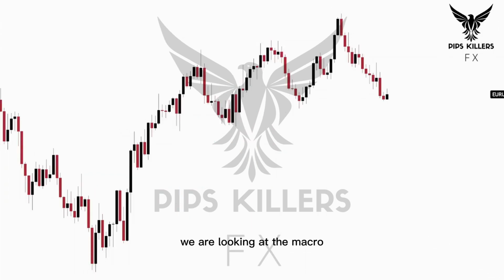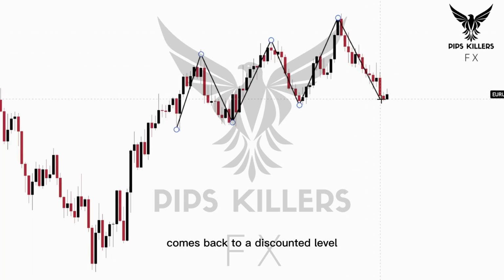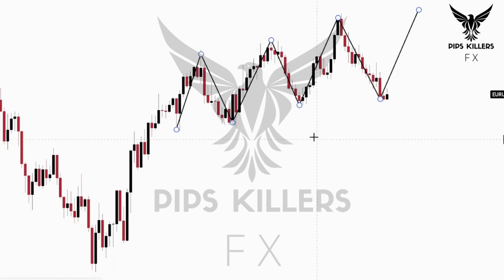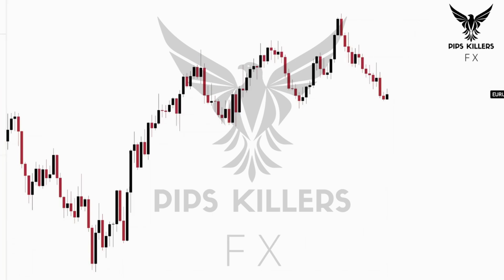Let's look at the macro, which in this case would be the daily. And what do you see here? You see consecutive higher highs. You see a high being made, price comes back to a discounted level, forms a higher high, comes back to a discounted level, and forms a new higher high, comes back to a discounted level, and potentially makes another higher high. So now that we can see this, let's mark our swings.